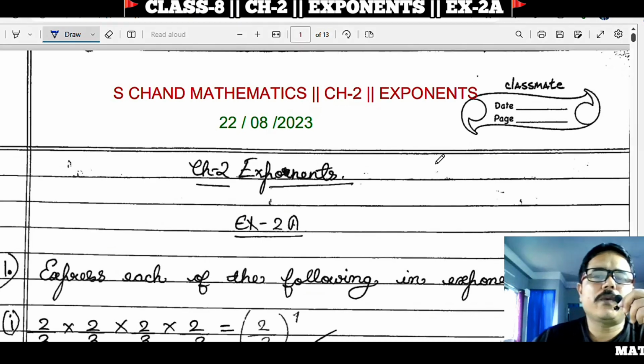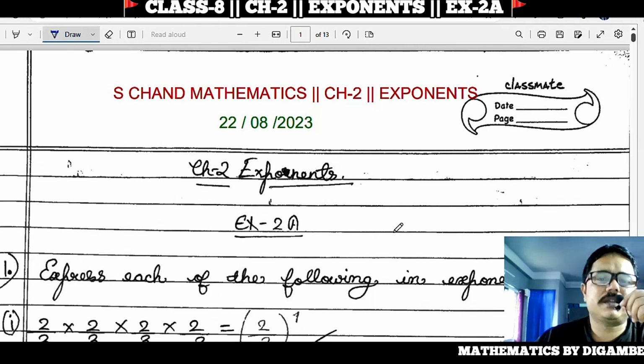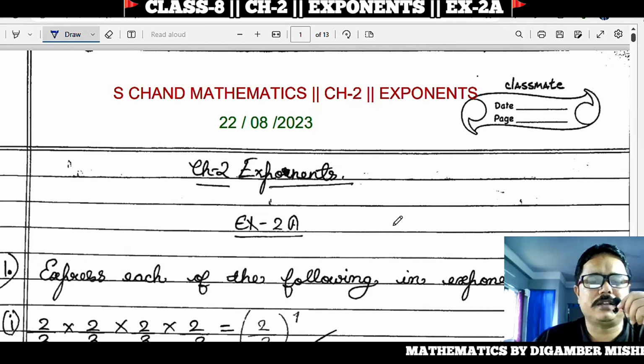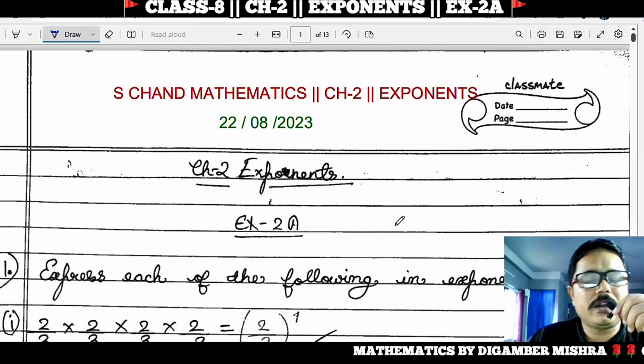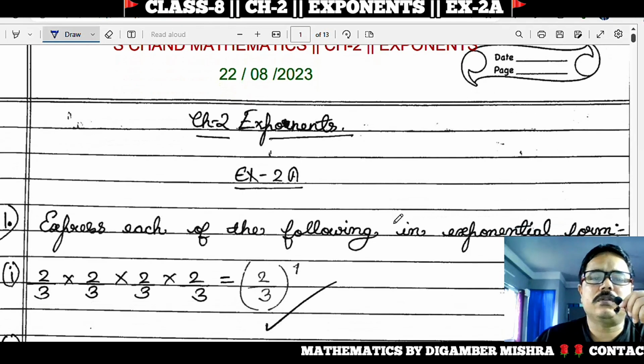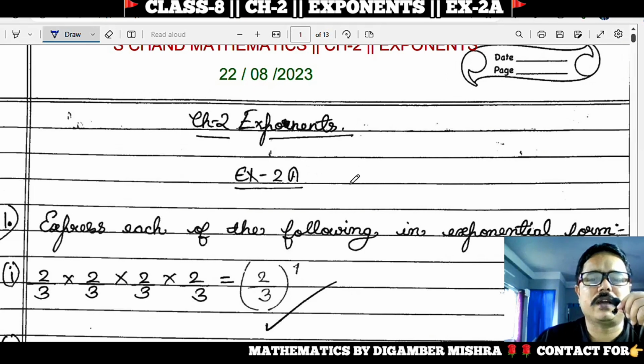In today's class, we are going to understand one more chapter from 8th standard mathematics, and this book is S. Chand, right? S. Chand mathematics, composite mathematics. So in today's class, I am going to explain the topic exponent, as you all can see.